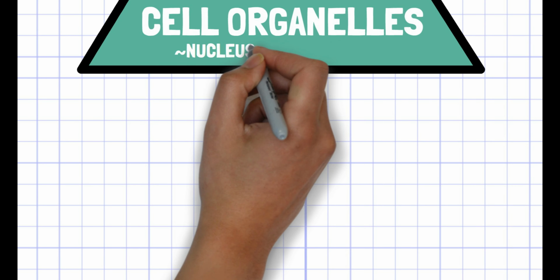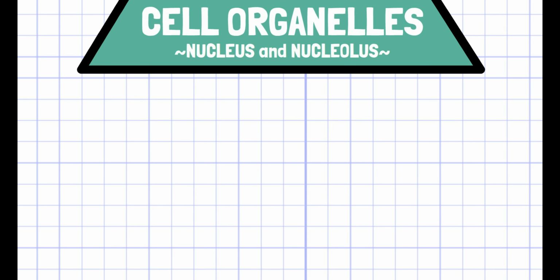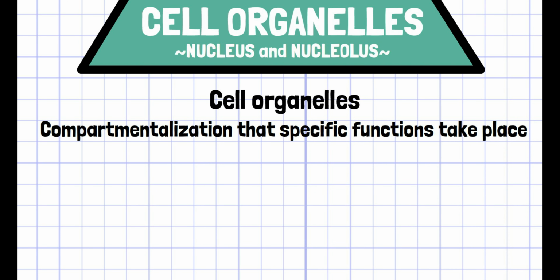In this video, we'll discuss nucleus and nucleolus. Eukaryotic cells contain structures called organelles within their structure, each of which forms a compartmentalization where specific functions take place. In contrast, prokaryotes don't have these organelles within their structure. Let me describe each cell organelle with some analogies.